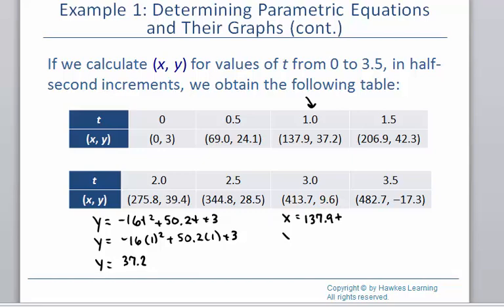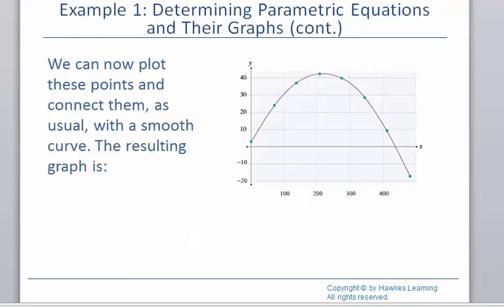Similarly, if we take our formula for the x, which was x is equal to 137.9 times t, and we plug a 1 in for the t, we'll get as an x value 137.9. You can see that these are the points that we came up with for the x and the y. Now all we have to do is plot those points on a graph. Once we plot the points and connect them, we can see that we have this smooth curve that looks like the graph on your screen. And this shows us the motion of that baseball after it's been hit.